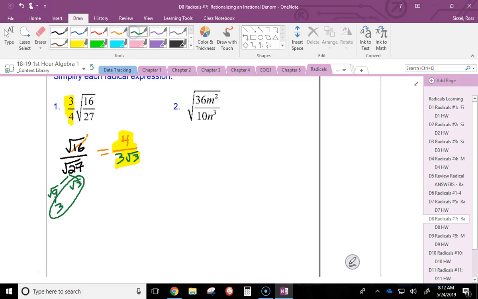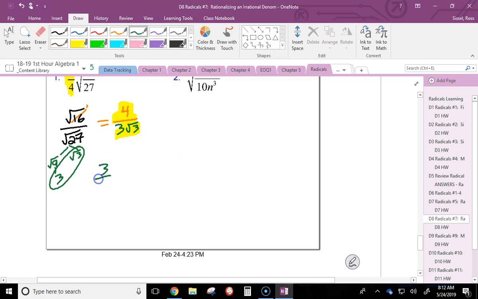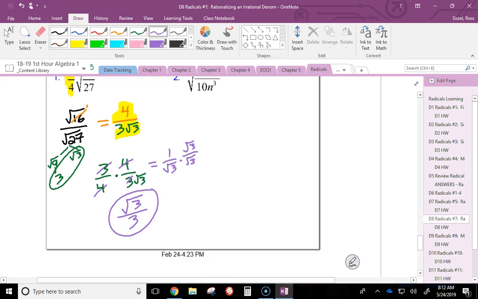If I go ahead and I do 3/4 times 4 over 3 times the square root of 3, well, I can simplify right now. 3 to 3 is 1. 4 to 4 is 1. I'd be left with 1 over the square root of 3. So I have to do what? Literally just times by that square root of 3. And we would get the square root of 3 all over 3.